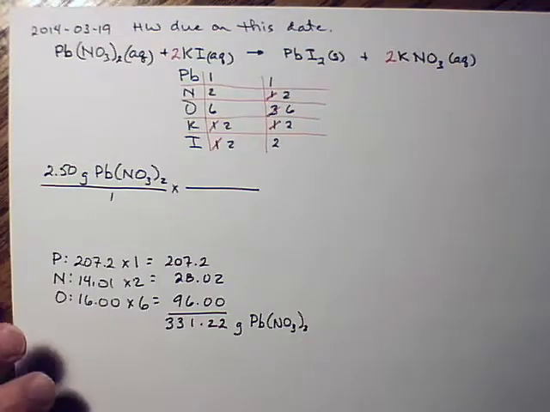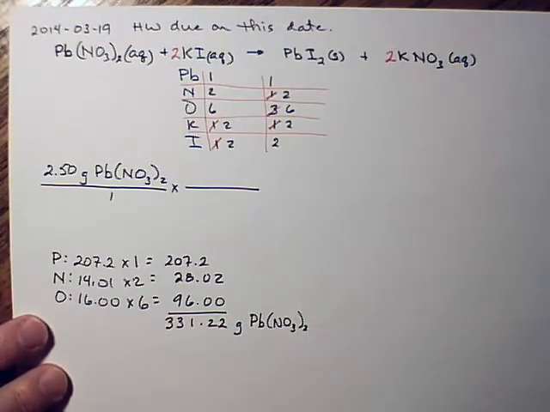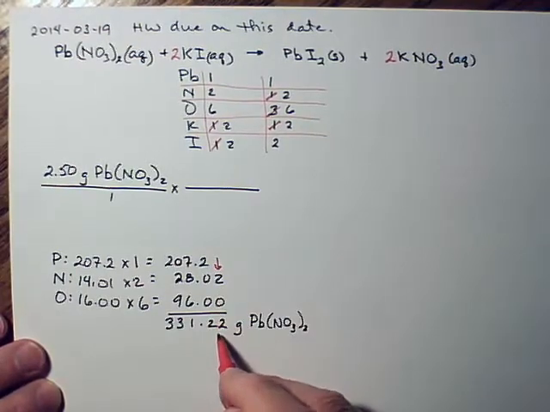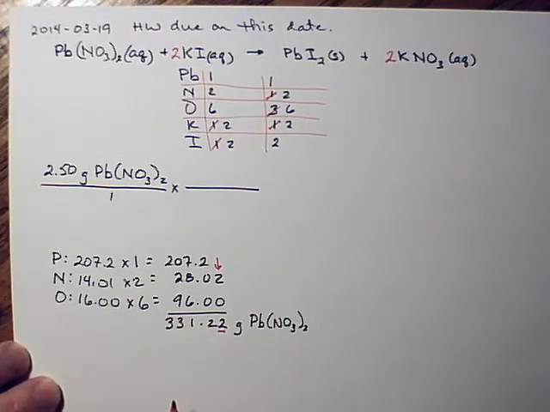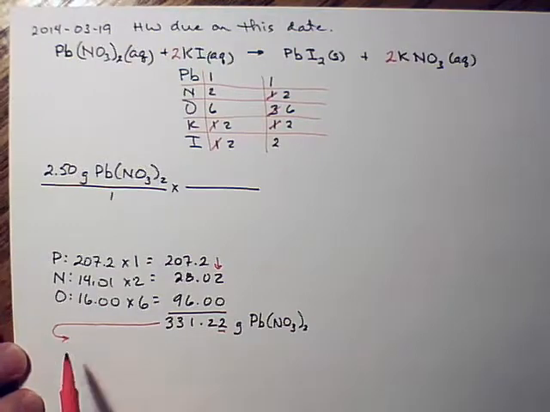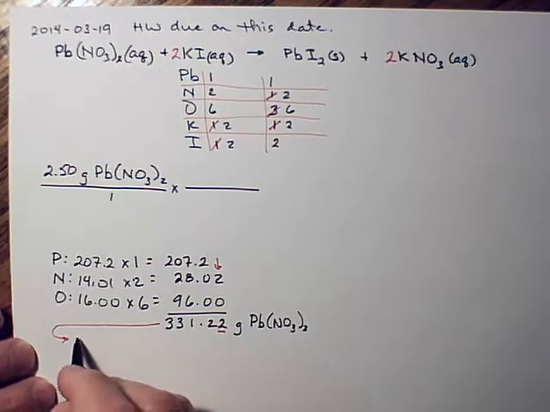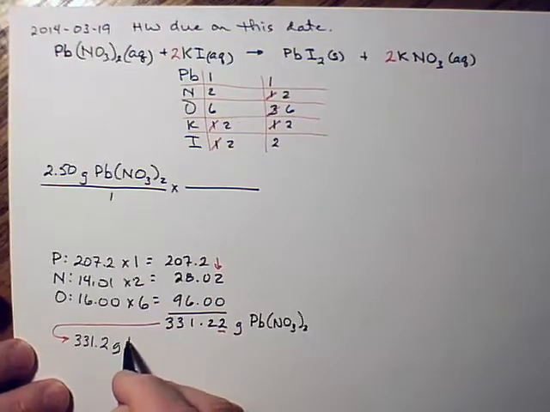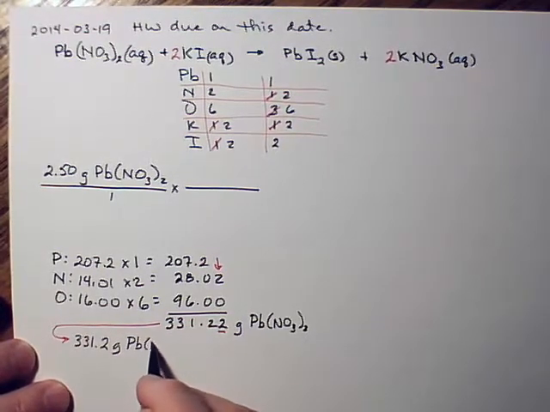Reminder from Unit 1, whenever you have empty slots to the right, like this, the resulting digits are insignificant. So we have to round this answer off. So this is 331.2 grams of lead-2 nitrate.